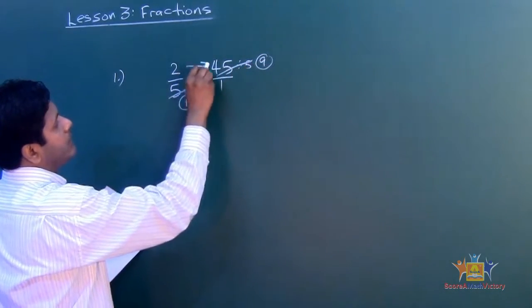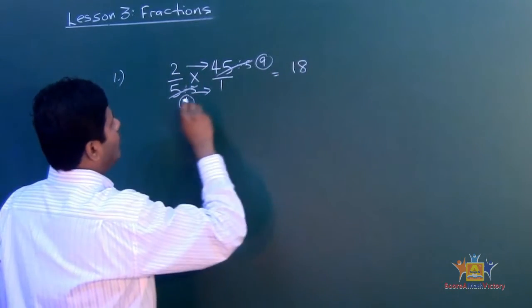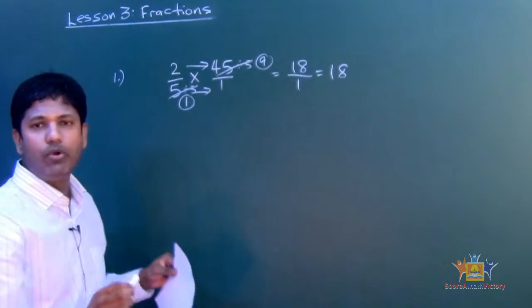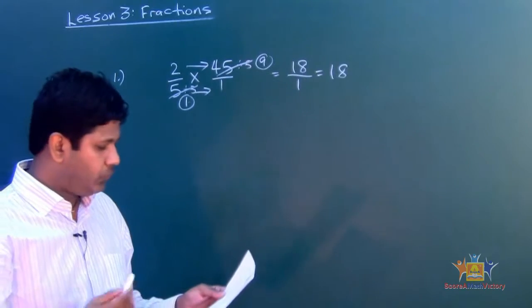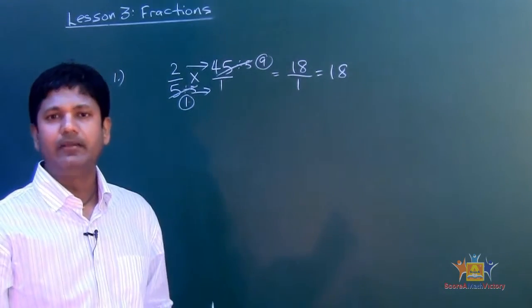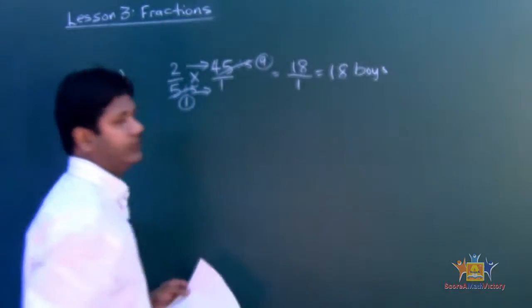So now I can use the double arrow method. 2 times 9 is 18. 1 times 1 is 1. So that means there are 18 boys in that classroom. The 2/5 of the 45 is 18. So there are 18 boys, alright? Your answer should be 18 boys.